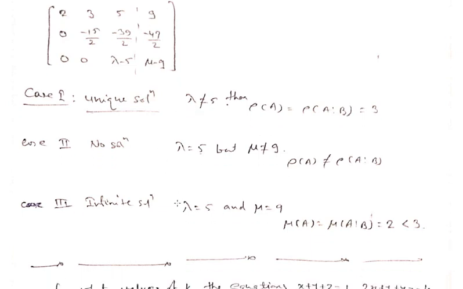So under these conditions the system will have a unique solution, an infinite number of solutions, or no solution.